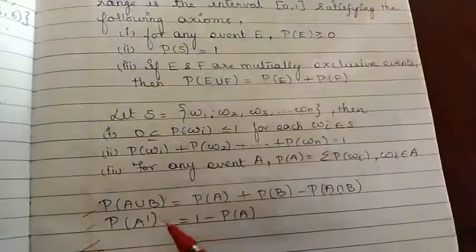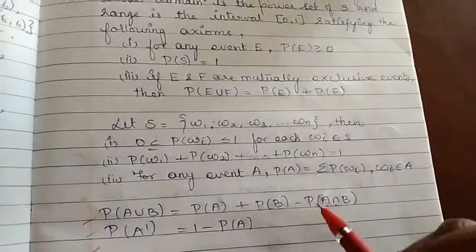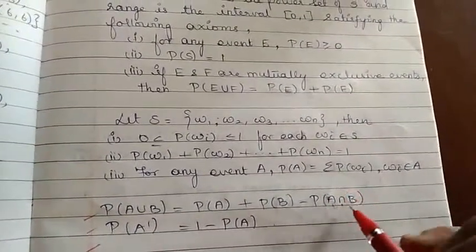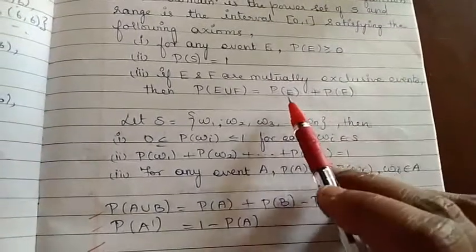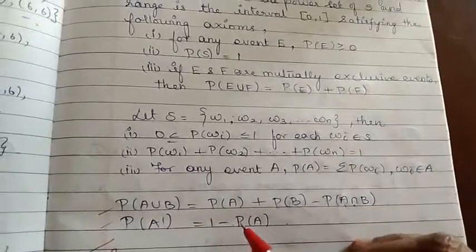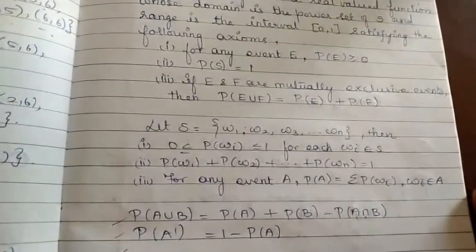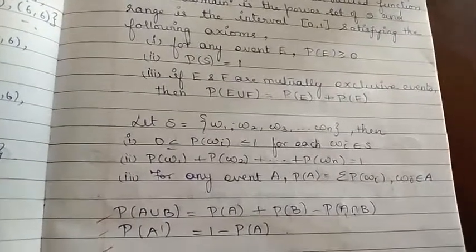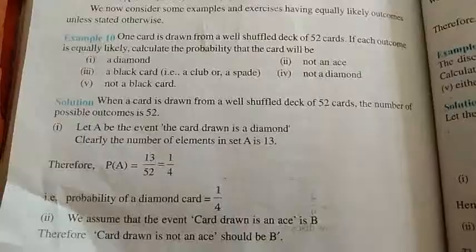See, probability of A union B is P of A plus P of B minus P of A intersection B. If the intersection is empty, if they are mutually exclusive events, then you will have only the sum of these two probabilities. And probability of A complement is 1 minus P of A. Right? That's it. Using this only, we have solved our next exercise. Let us see few examples now.